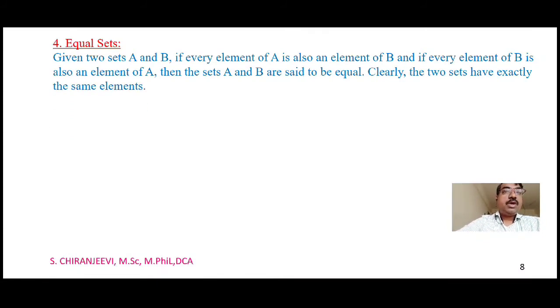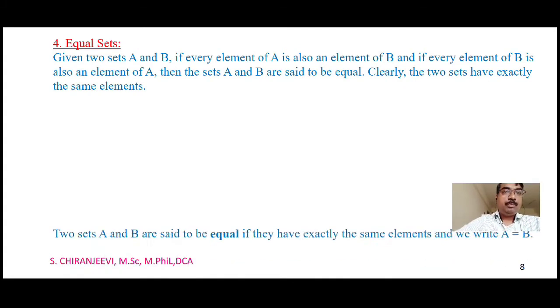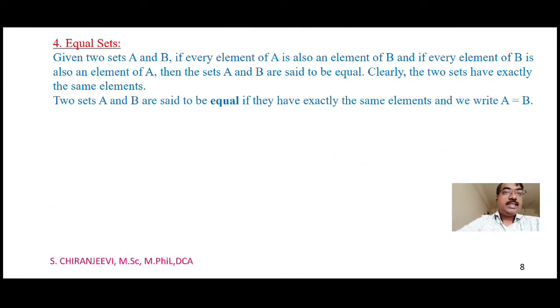See here, the elements of A and elements of B are the same, then we call it A equal to B. Two sets A and B are said to be equal if they have exactly the same elements, and we write A equal to B. Otherwise, the sets are said to be unequal and we write A not equal to B.